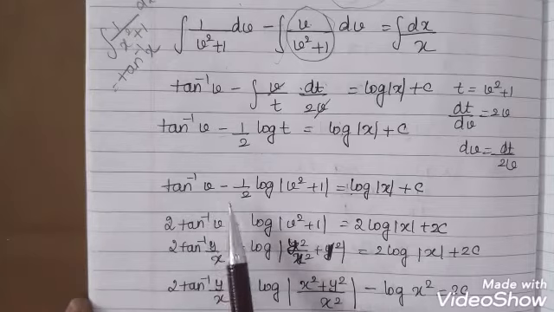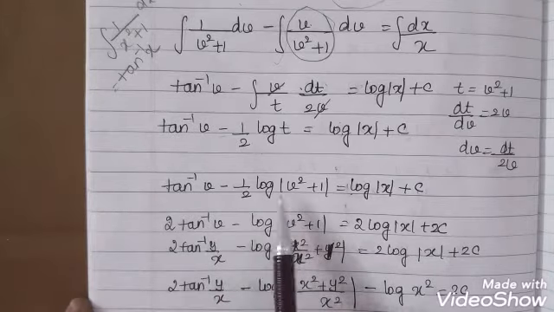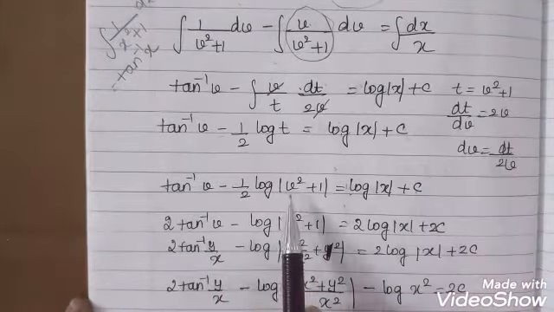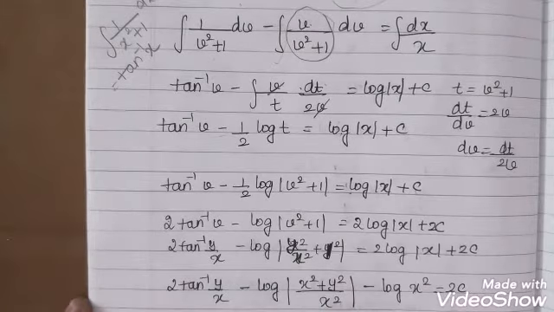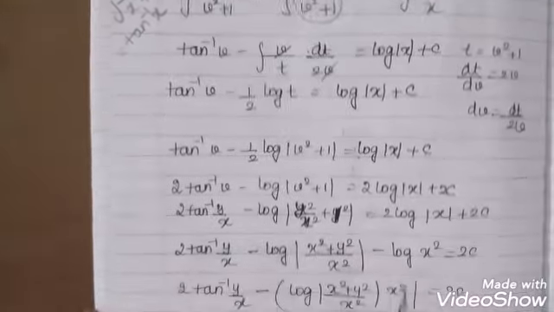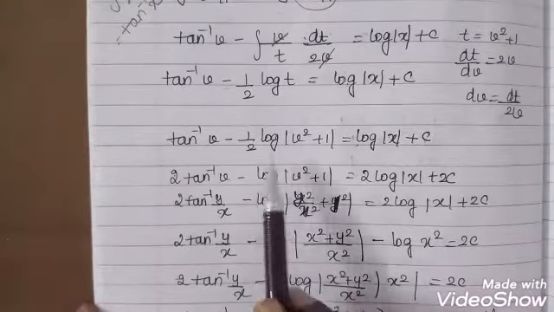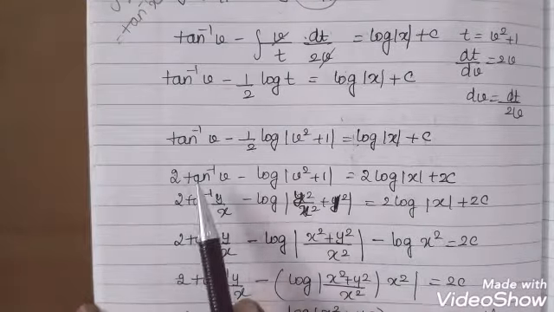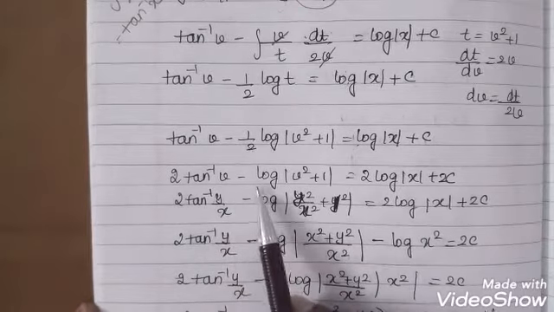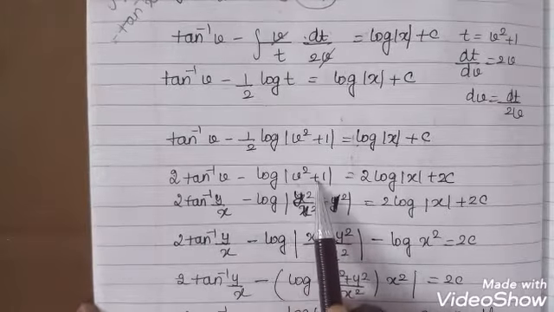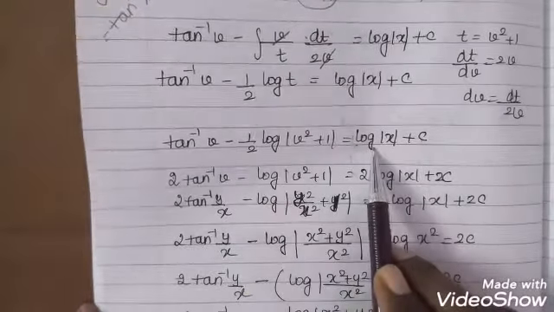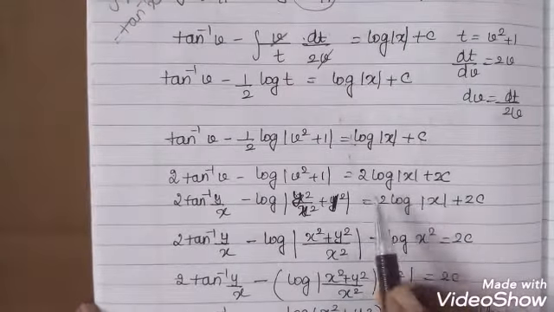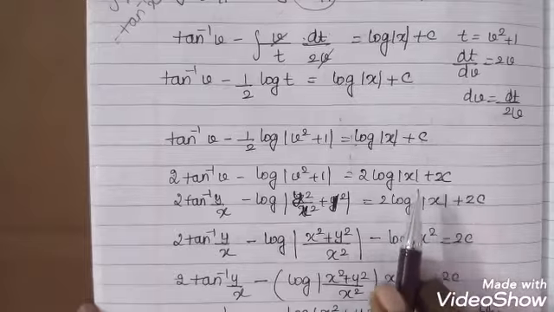So tan inverse of v minus 1 by 2 into log mod of t, and the value of t is v squared plus 1, is equal to log mod x plus a constant. Okay, so I have just taken the LCM here. You will have 2 into tan inverse of v minus log mod of (v squared plus 1), with 2 in the denominator. That 2 I have just multiplied here. You have 2 log mod x plus 2 into the constant.